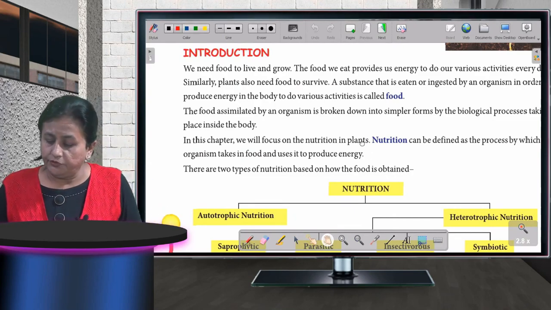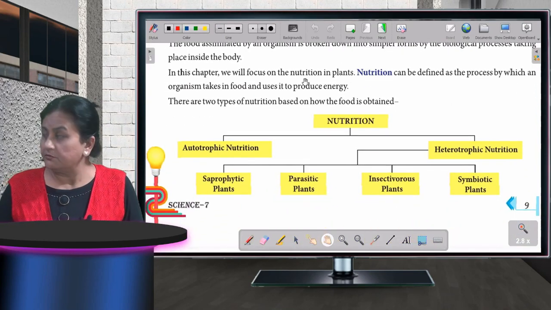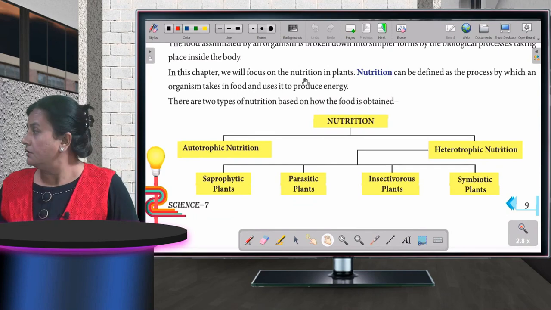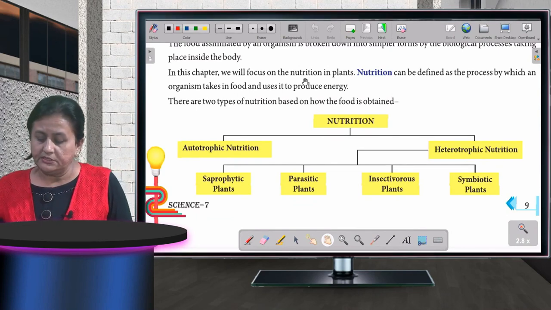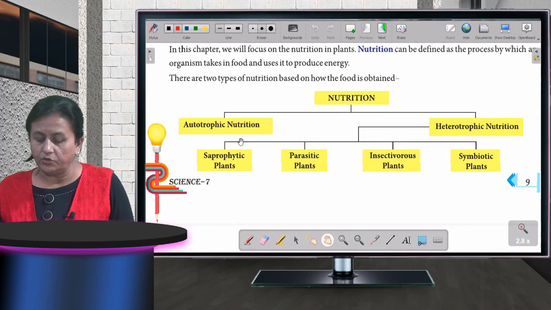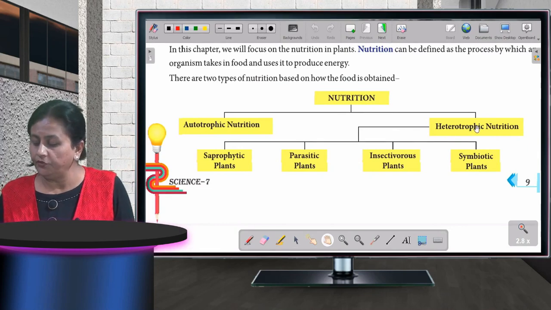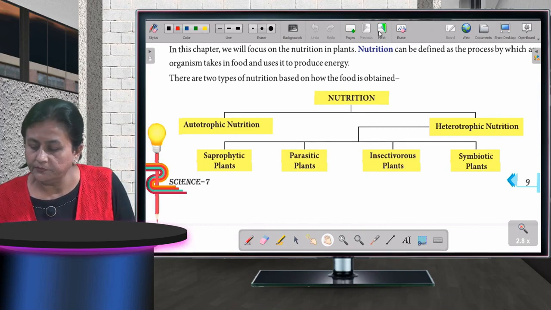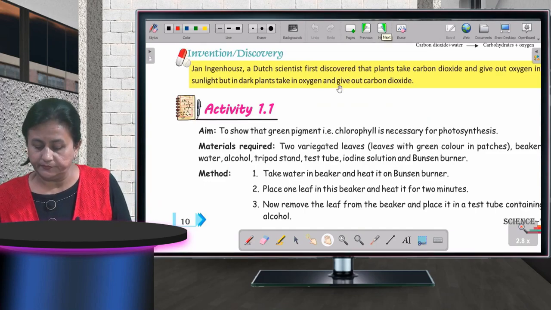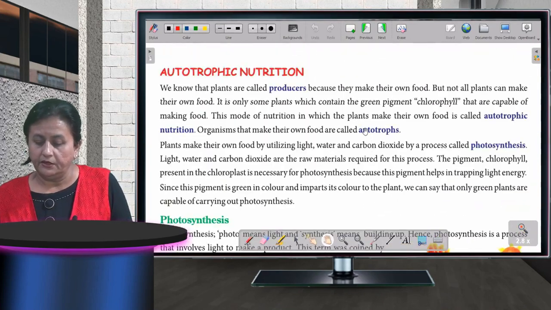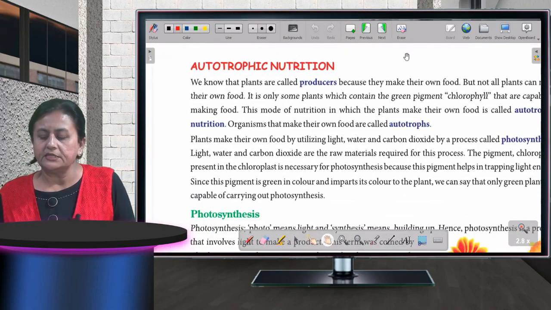First is autotrophic nutrition, as you can see in this table which is before you all. This is autotrophic nutrition and heterotrophic nutrition. And further, heterotrophic nutrition is divided into saprophytic plants, parasitic plants, insectivorous plants and symbiotic plants. Now let me tell you something about autotrophic nutrition. As you all know, plants are producers.